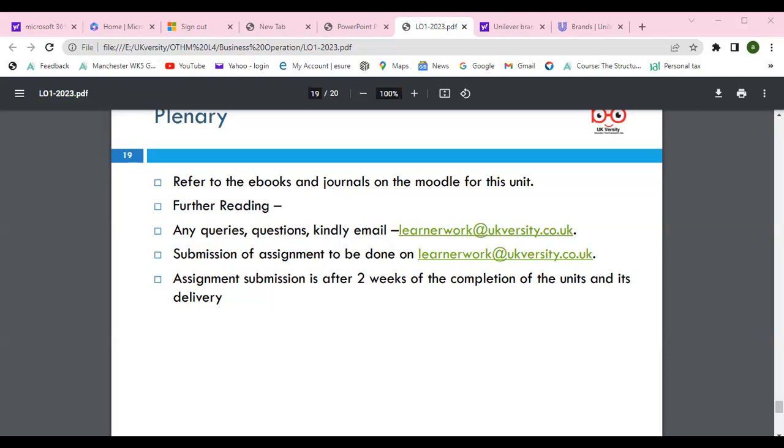LTD, private, can start with £1. No limit of people. It can be as many. The limited private company can have private investors like family and friends who come together.